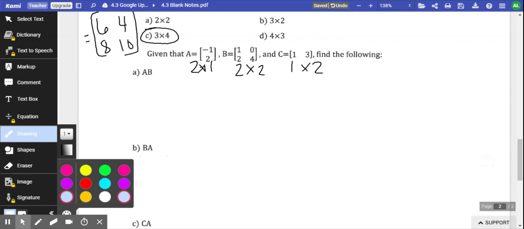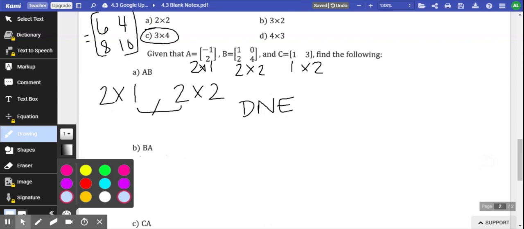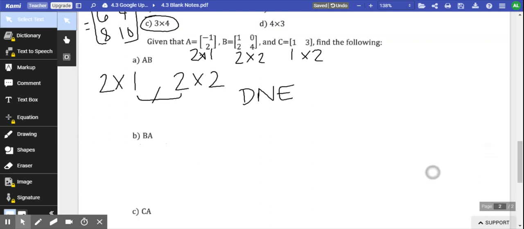So if I wanted to multiply A times B, well, can I do that? A is a 2 by 1, and B is a 2 by 2. Well, 1 doesn't equal 2, as far as I'm concerned. So this one doesn't exist. So let's just write DNE. You could write doesn't exist out, but DNE stands for does not exist.